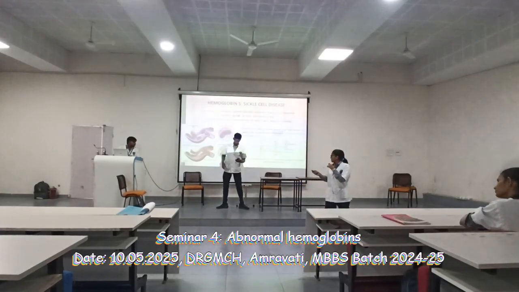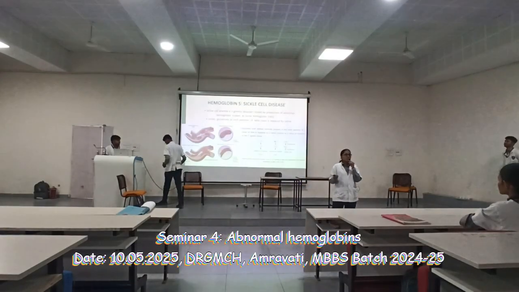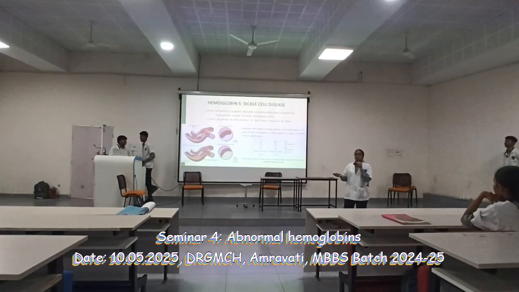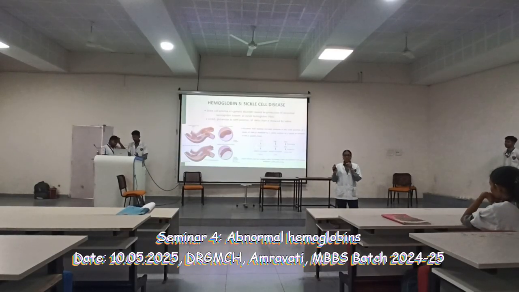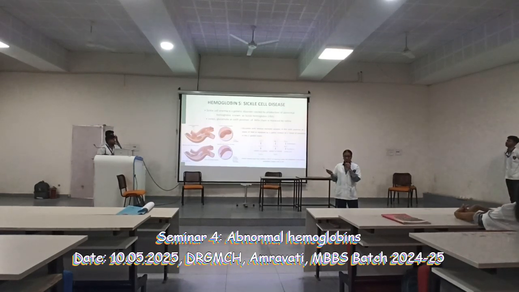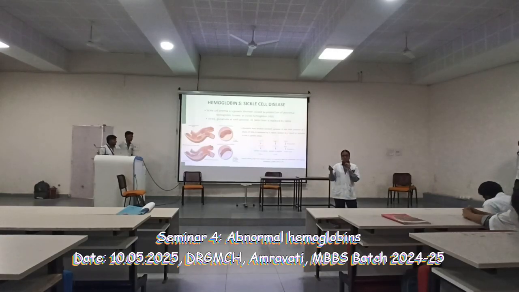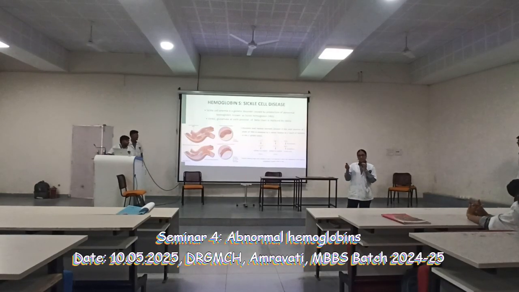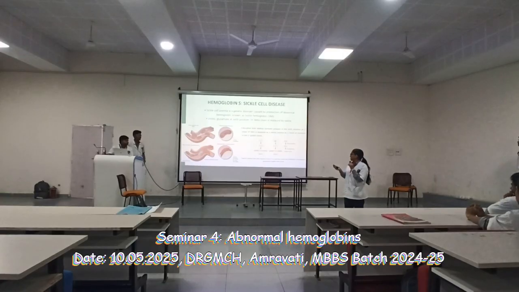Good morning everyone. So now I will start with what is sickle cell anemia. Basically, sickle cell anemia is a genetic disorder which is caused by abnormal hemoglobin, that is sickle hemoglobin, HbS. In this, the erythrocytes of the patient take a sickle shape due to low oxygen concentration.